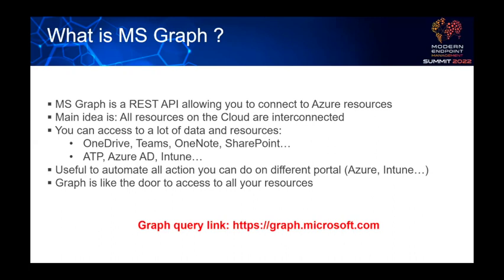It's useful to automate all actions that you can do on different portals like Intune or Azure, and also through Graph. All actions that you can do on the portal, you can do with Graph. We can say that it's like the door to access all resources from the portal. The MS Graph link is graph.microsoft.com. We will use it in all our queries.